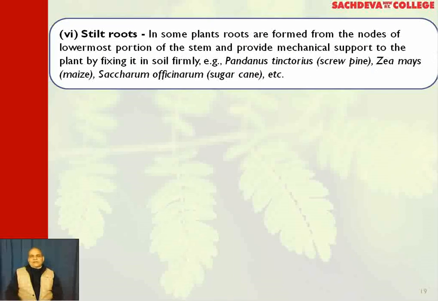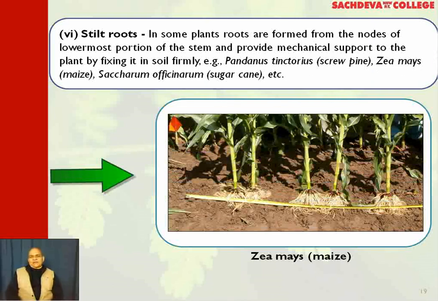Stilt roots. In some plants, roots are formed from the nodes of the lowermost portion of the stem and provide mechanical support to the plant by fixing it in the soil firmly. Examples are Pandanus tectorius, that is screw pine, and Saccharum officinarum, that is sugarcane. And here you can see the white stilt roots arising from the base of the stem from the nodal region, and they provide support to the plant.